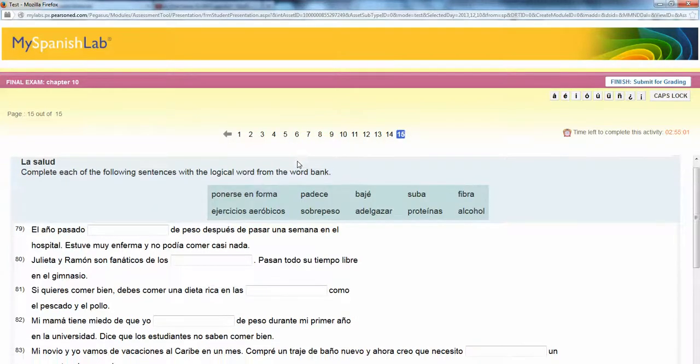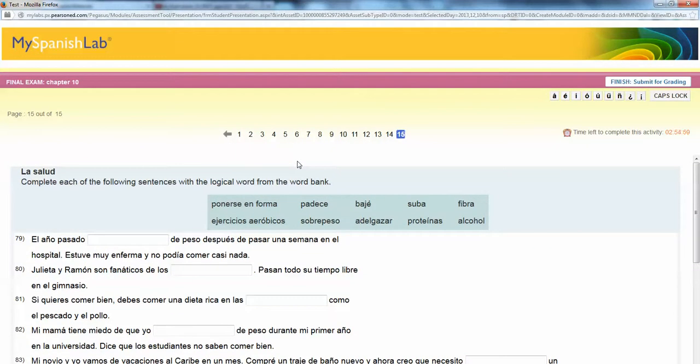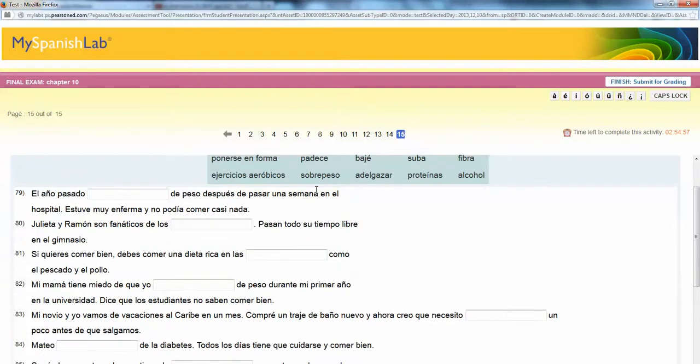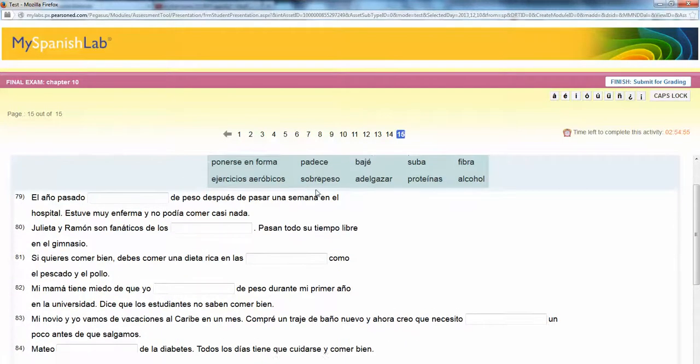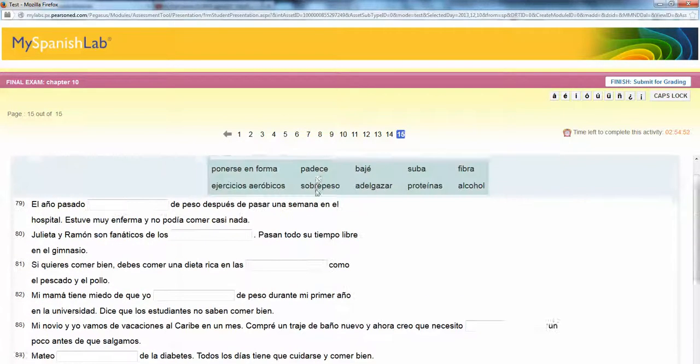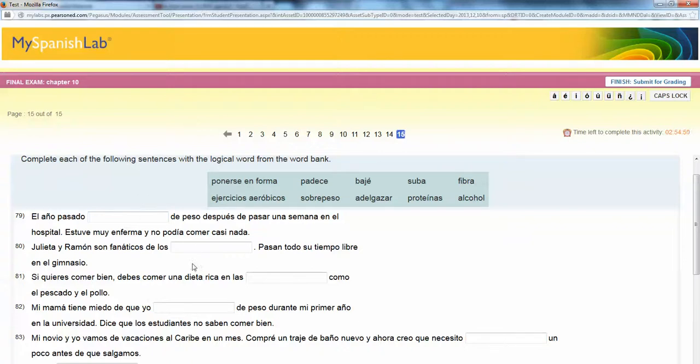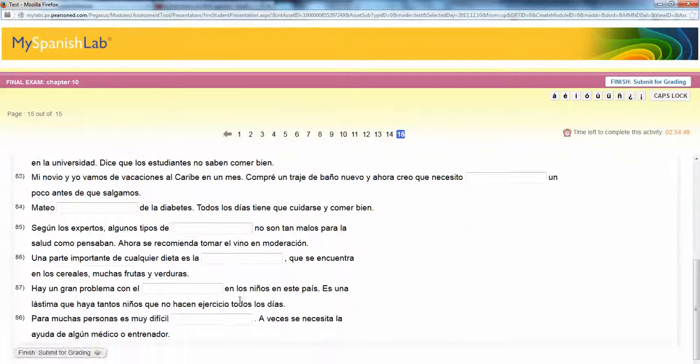And finally, complete each of the following sentences with a logical word from the word bank. So I don't think you have to do anything. You don't have to do any conjugation. It's just vocabulary again. You just pick the word and plug it in, the one that would best complete the sentence.